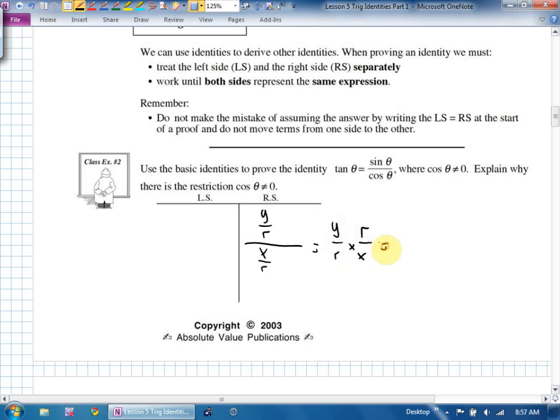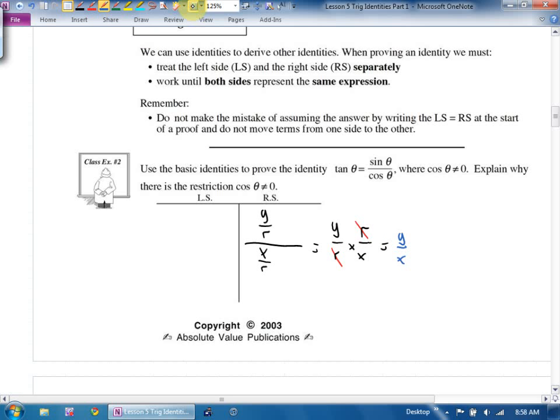And how do you multiply fractions? Top times top, bottom times bottom. How many r's do I have on top? One. How many r's do I have on the bottom? One. And I end up with y over x. And oh, pray tell, what is y over x? So I would put an equal sign there, an equal sign there, and my final step, I would say this is tan x.